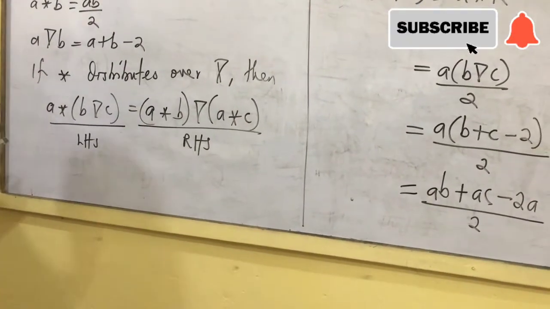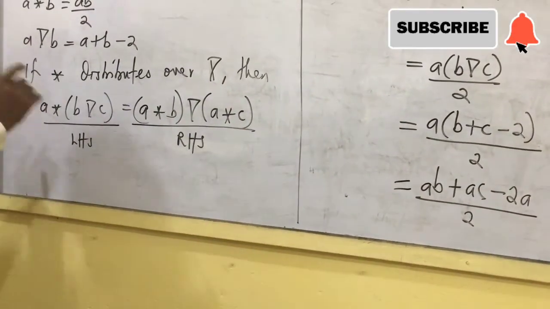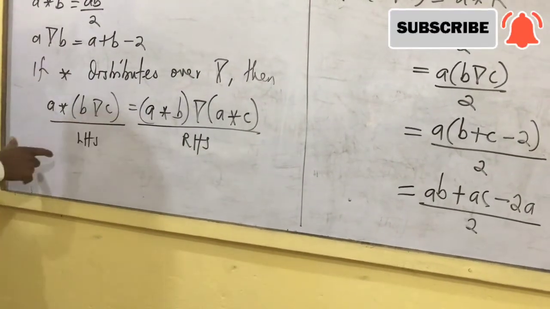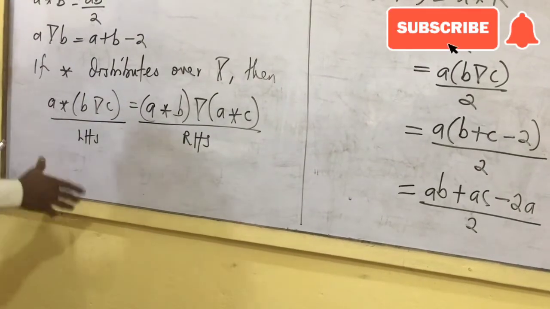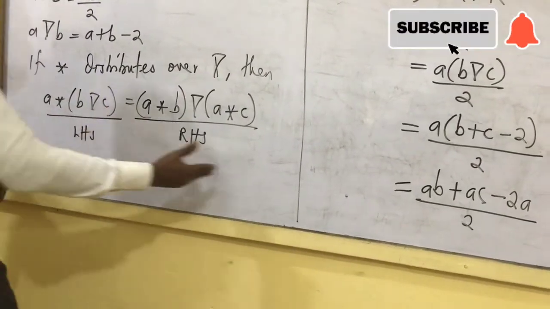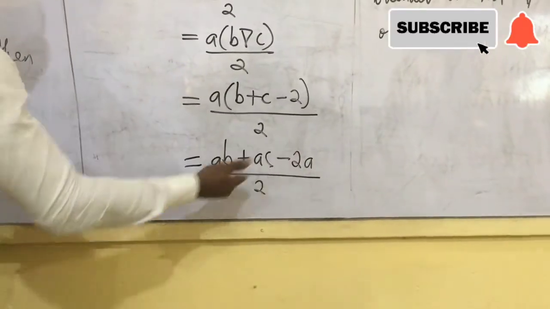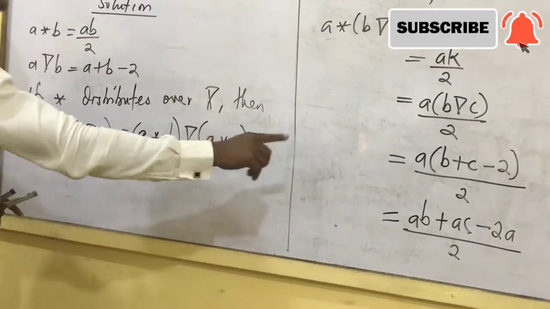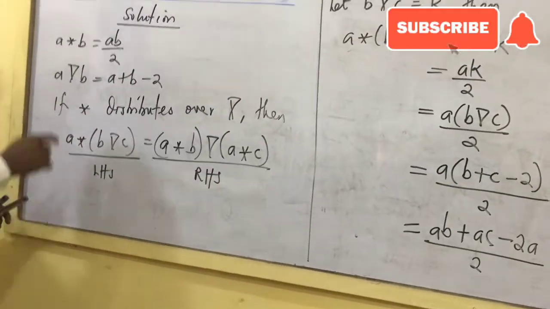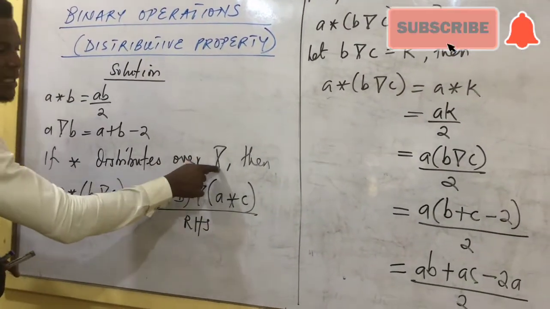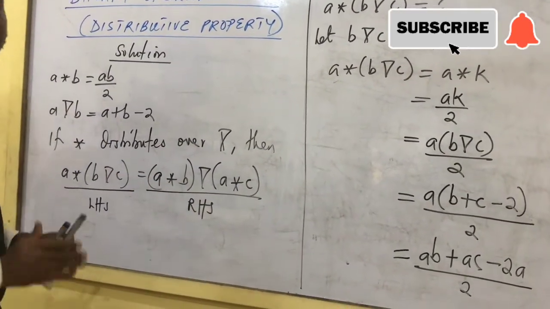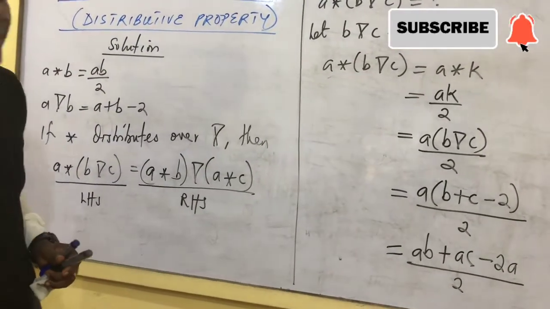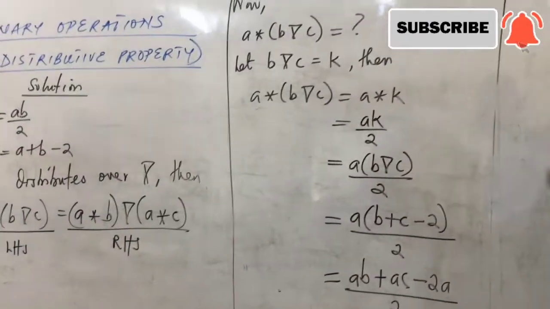Now, what we do is go over to the right-hand side. Remember, asterisk is said to be distributive over nabla only if the result we get for the right-hand side equals the result we get for the left-hand side. We have established a result for the left-hand side, and it is AB plus AC minus 2A all over 2. If the result we get for the right-hand side equals the result for the left-hand side, then and only then would we conclude that asterisk distributes over nabla. But if the results are divergent, that is, they are not equal, then we would say that asterisk does not distribute over nabla. So come with me and let's go over here.